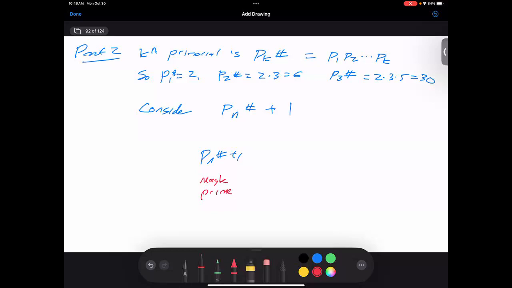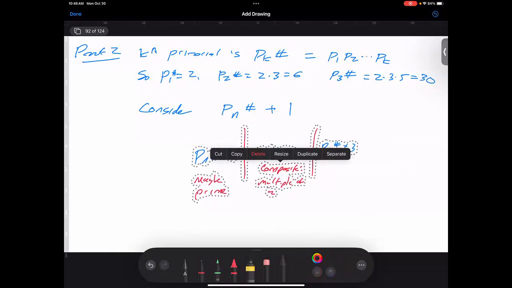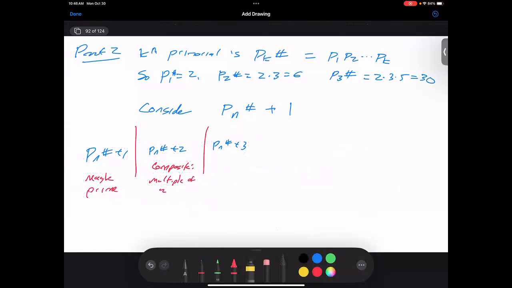Okay. Now, let's look at p_n primorial plus 2. Could that be prime? Why not? Composite. It's a multiple of 2. All right. What about p_n primorial plus 3? Could that be prime? This has to be a multiple of 3, so it's composite.